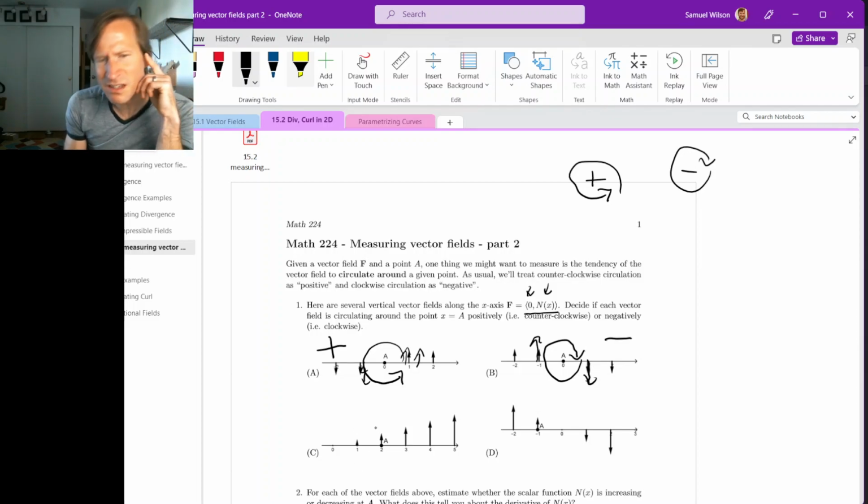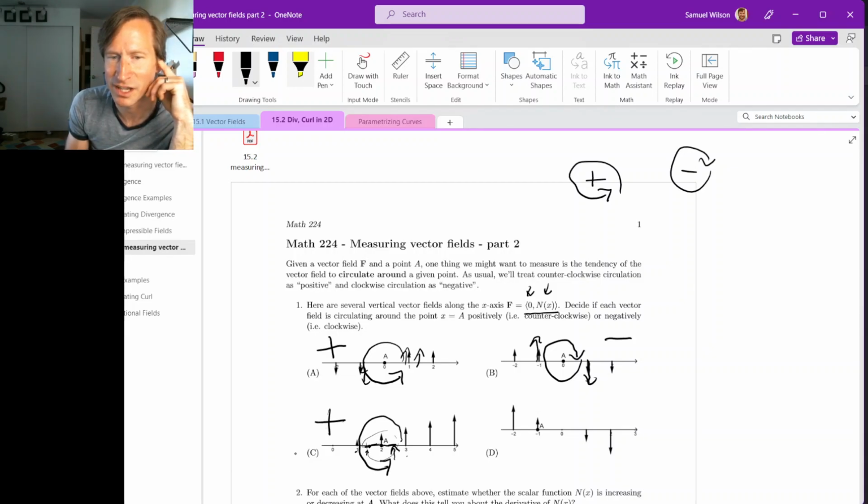All right, for part C, this one isn't as obvious because on both sides of the point A, the vector field is flowing up, but the vector field on the right is flowing up much more than the vector field on the left. So if we had a little paddle wheel with two arms sticking out to either side of A, the vector field pushing on the right side is pushing a lot harder than the vector field pushing on the left side. And so the right side will win and the paddle wheel will turn this way, counterclockwise, and so that's a positive circulation.